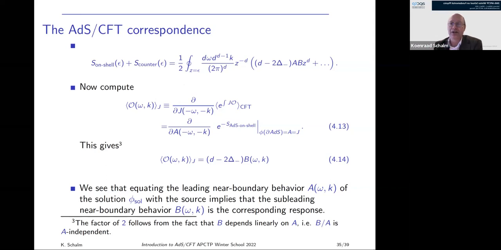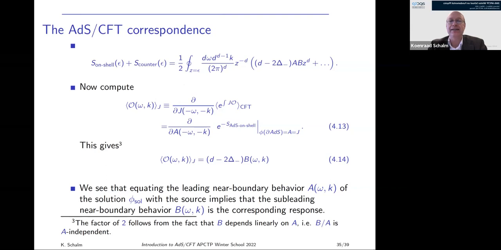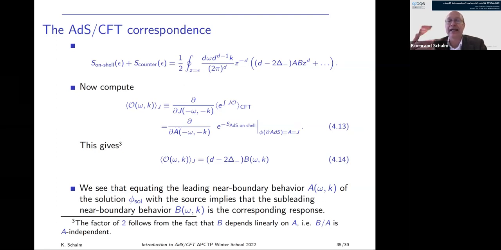And here we have done our first AdS/CFT computation. We have computed the 1-point function of the operator in the presence of a source J. And we see here that equating the leading near-boundary behavior with the source, we already learned something. It implies that the response is the subleading boundary behavior B.